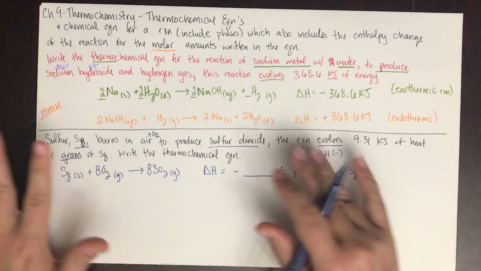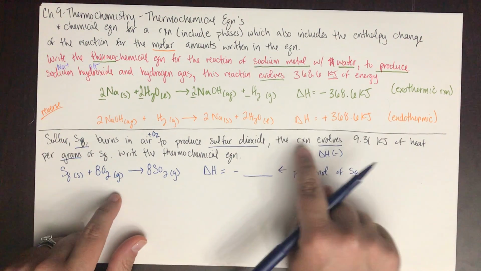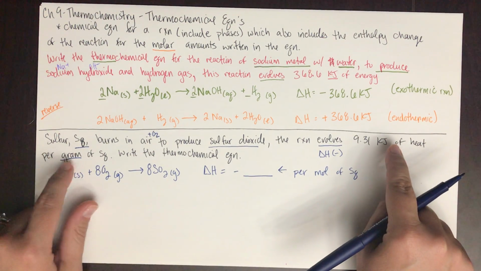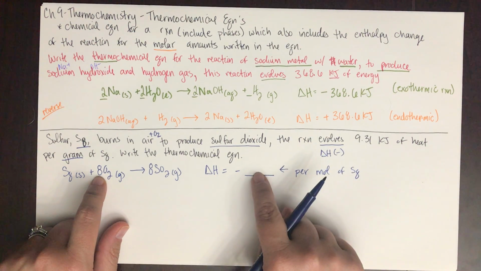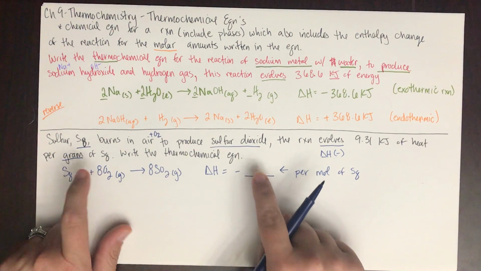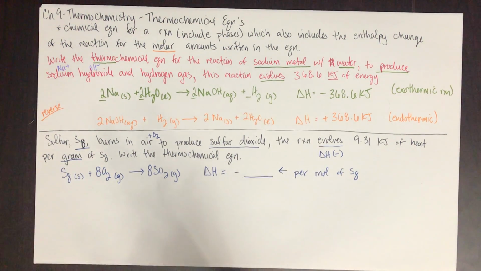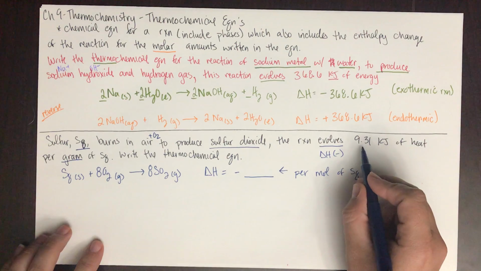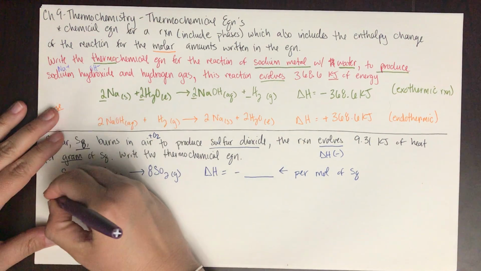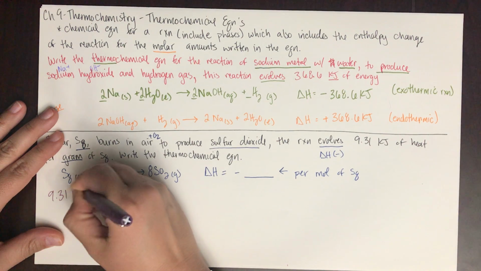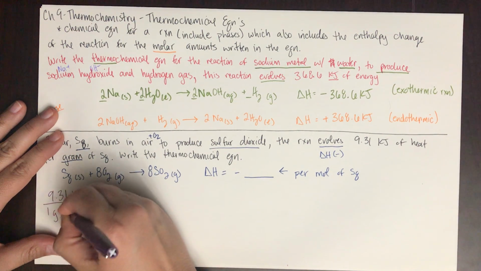If this reaction read differently, it doesn't, but let's just think for a second. If it said it evolved 9.31 kilojoules of heat per gram of oxygen, then what we would need to go here would be how much heat is evolved for 8 moles of oxygen. Not 1 mole, 8 moles, because it's whatever the coefficient is in that balanced equation, but that's not what the question says. So we know we're just going to use this as a conversion factor because it says 9.31 kilojoules of heat per gram of sulfur. So I'm going to say 9.31 kilojoules per 1 gram of sulfur.